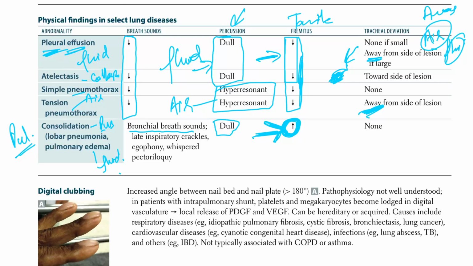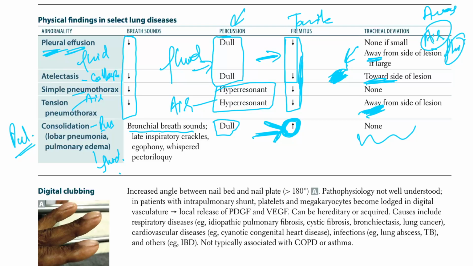Okay, and the last one is just in consolidation, you don't have any tracheal deviation. The tracheal deviation, just think about atelectasis. Atelectasis is towards. This is the only one which is towards. So just remember, atelectasis may be pulling the trachea towards the side of the lesion. And anything else, if you see a tracheal deviation, it's going to be away. And if it is away, then you think about a pleural effusion or a pneumothorax.